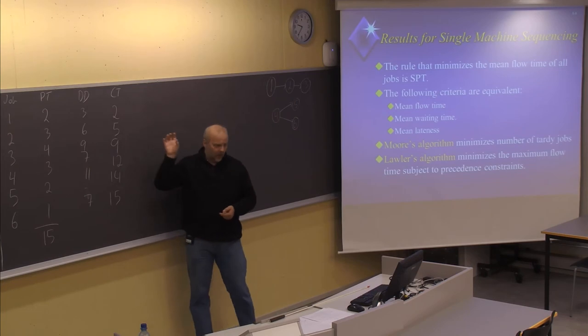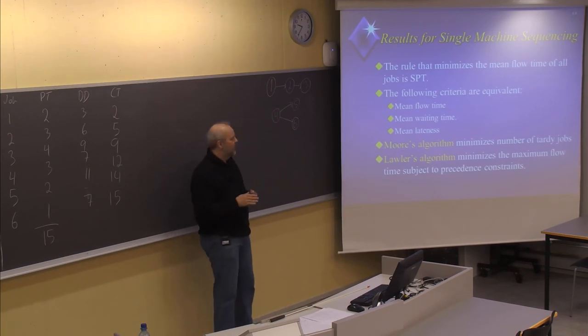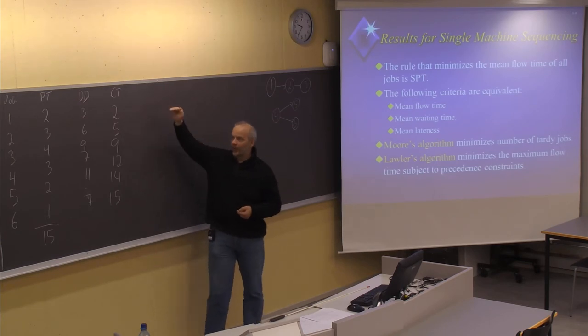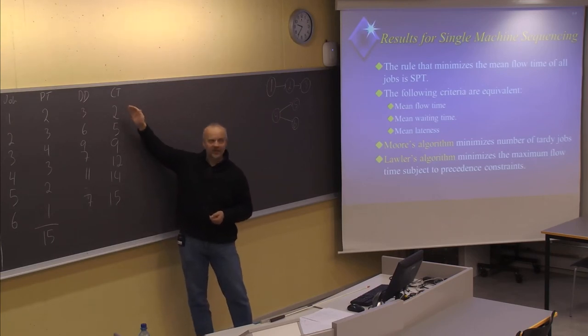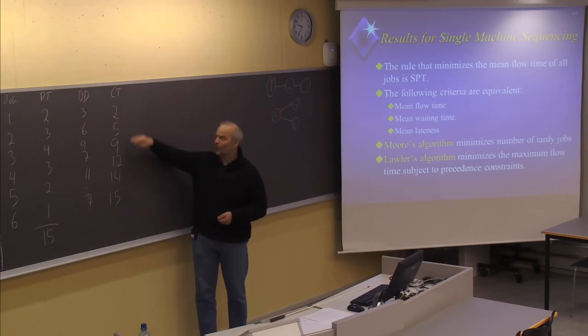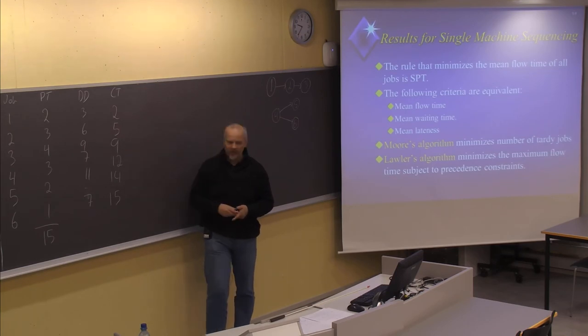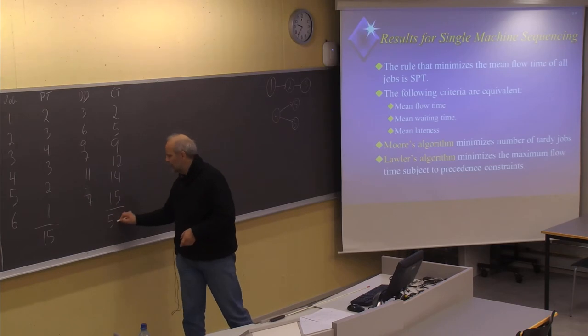We can now find the sum of the flow time. We remember that the flow time is the number of days from when we start the sequence until the job is finished. So the flow time for job number one is 2, the flow time for job number two is 5, and so on. So if we sum all this, we will get a total of 57.